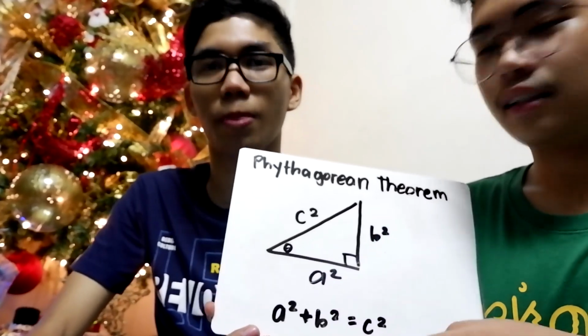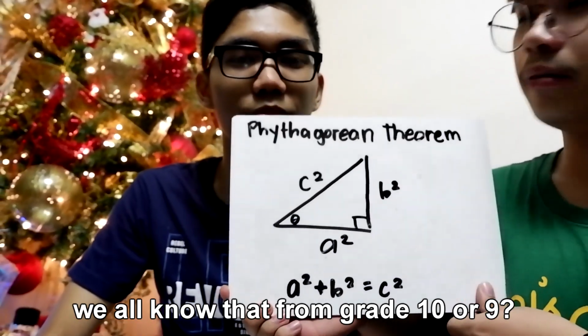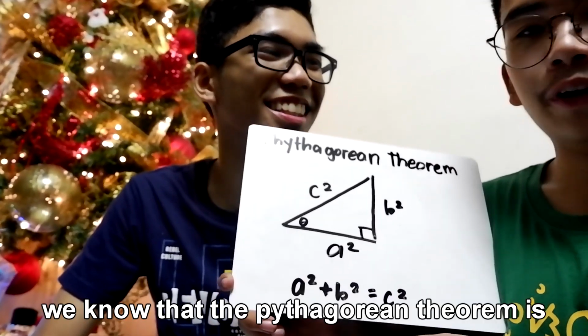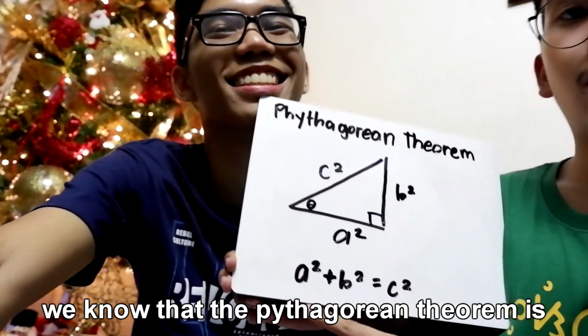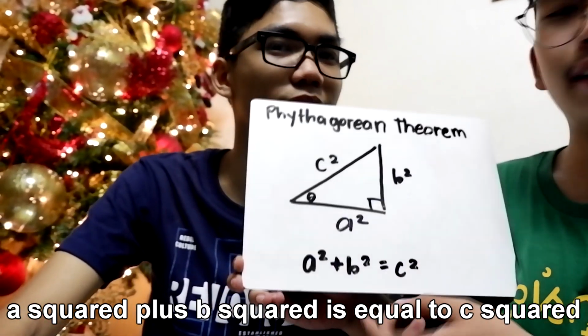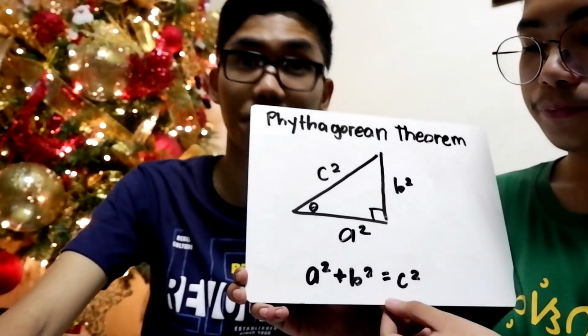So, guys, we all know from grade 10 or 9? Grade 9. Okay. We know that the Pythagorean Theorem is a squared plus b squared is equal to c squared.